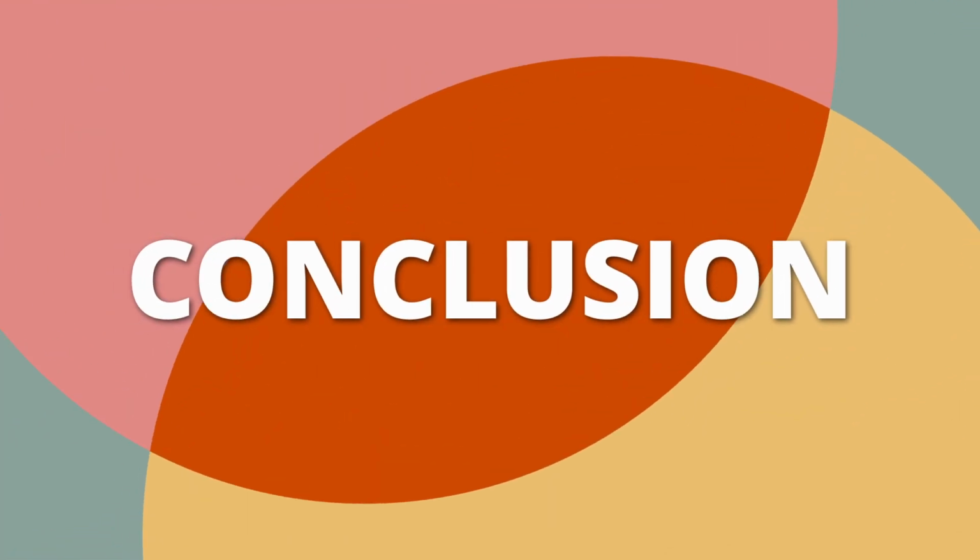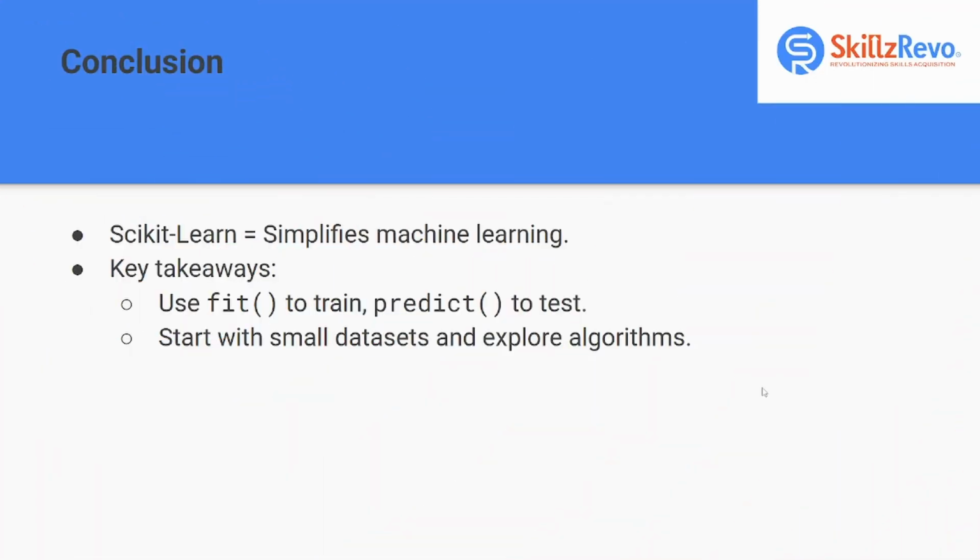So what is Scikit-Learn? It is a simplified machine learning library, and we use it to make predictions and to train on data. So this is all about the basic idea of Scikit-Learn.